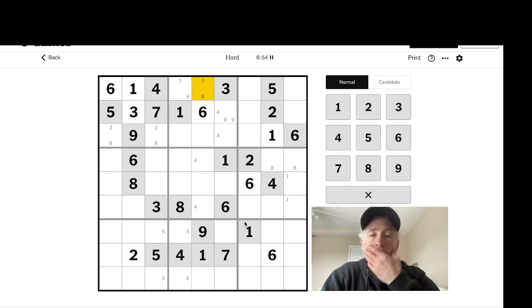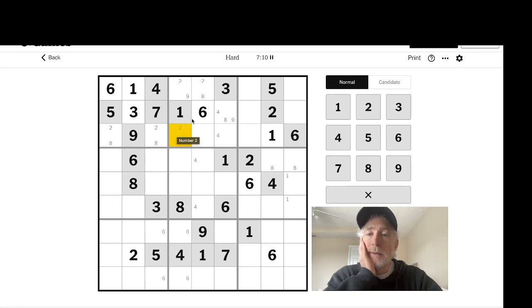Let's see, what else? Let's think about this. This can't be a 1, can't be a 2, can't be 3, 4, could be a 5, can't be 6, could be a 7, can't be 8 or 9, so it's 5 or 7. Actually, let's go back down. Let's go back.